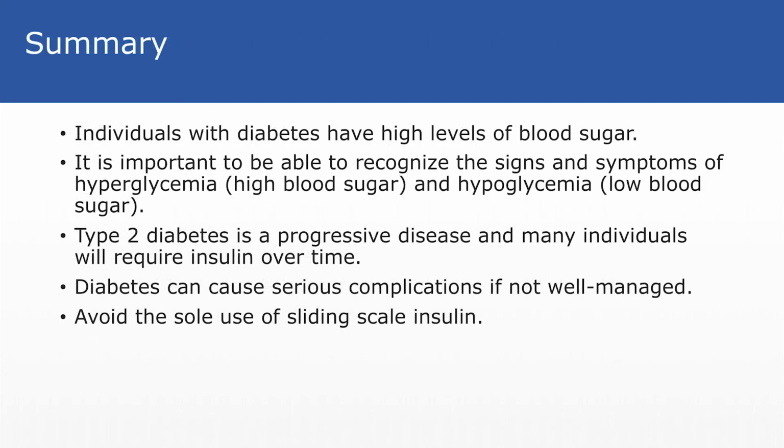In summary, individuals with diabetes have high levels of blood sugar. It is important to recognize the signs and symptoms of hyperglycemia, or high blood sugar, and hypoglycemia, low blood sugar. Type 2 diabetes is a progressive disease, and many individuals will require insulin over time. Diabetes can cause serious complications if not well managed. And avoid the sole use of sliding scale insulin.